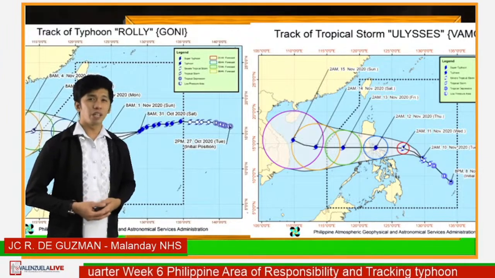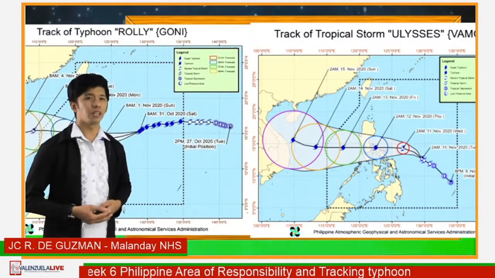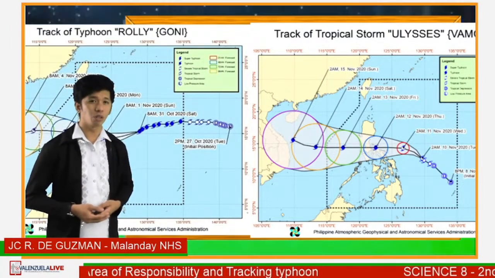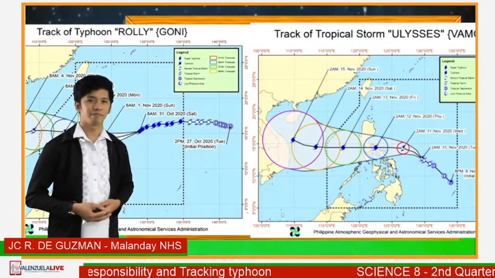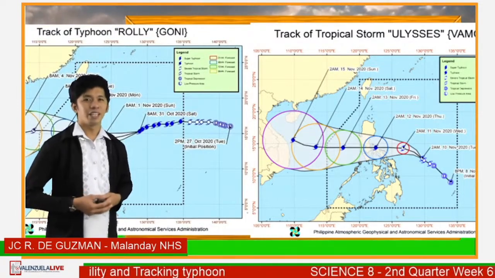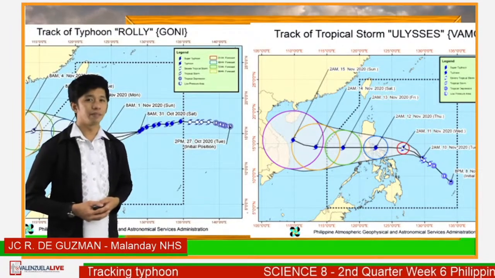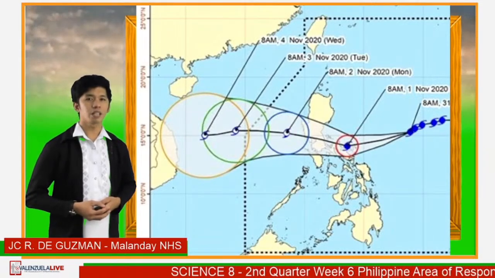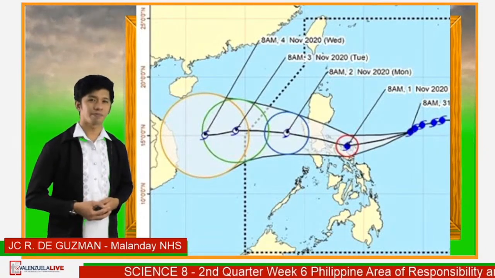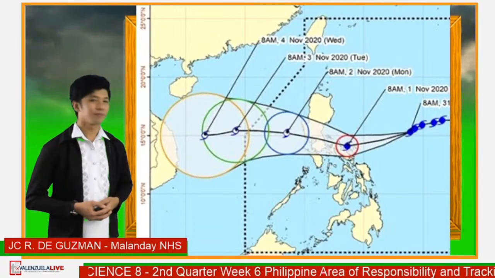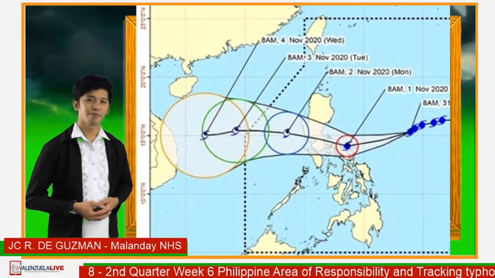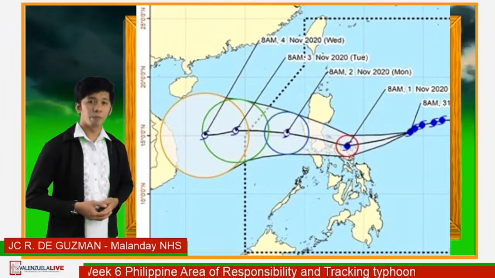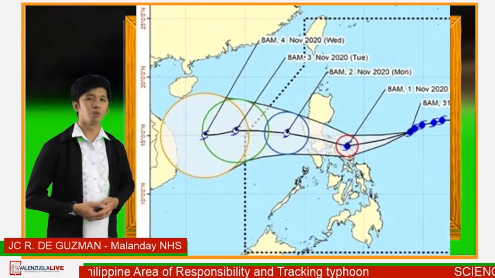Now, based on the image presented, where do you think these tropical cyclones form? Is it formed in land or in the ocean? Correct. It was formed in the ocean. Again, based on the image presented, when do you think Typhoon Rolly makes a landfall? Right. It made its landfall on November 1 last year at around 8 in the morning.